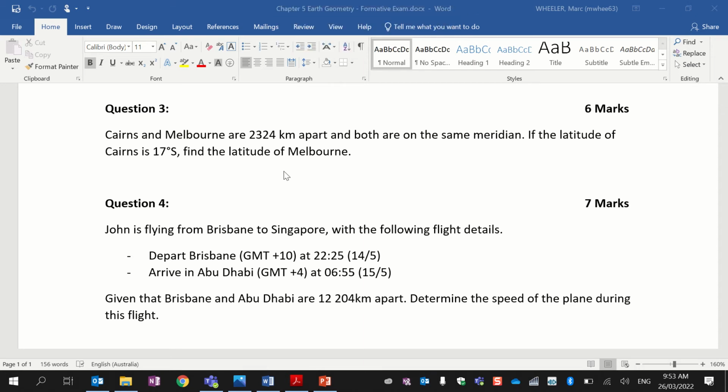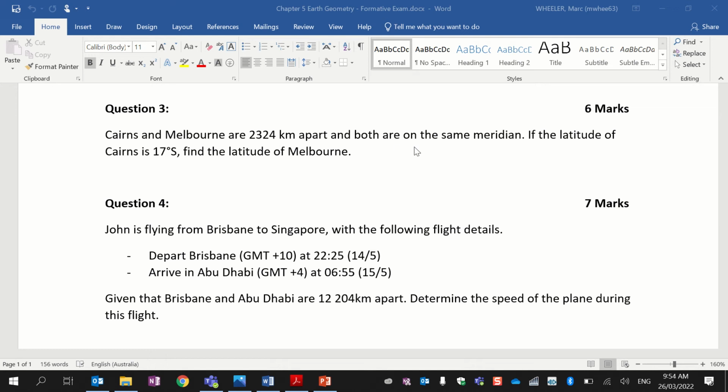Basically, question 3 says Cairns and Melbourne are this far apart, and they're both on the same meridian. If the latitude of Cairns is this, find the latitude of Melbourne. First, we're given the distance, but we need to know which Earth geometry formula to use: distance equals 111.2 times angular distance, or 111.2 cos of theta times angular distance.